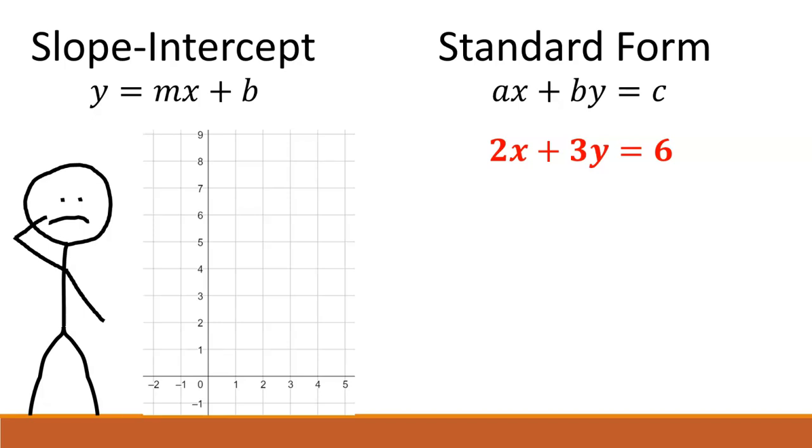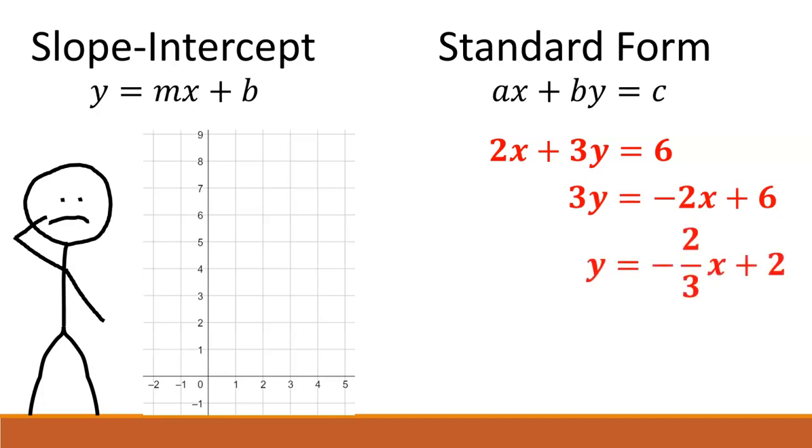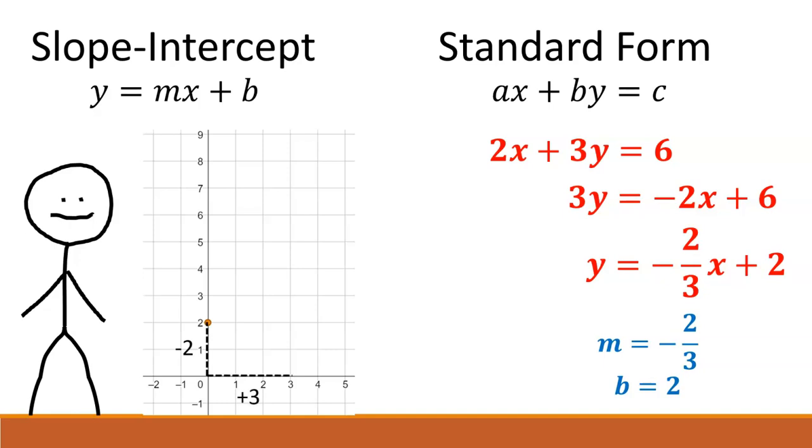Well, one way we could graph this line is to just rewrite it so that it's in slope-intercept form. So we could subtract the 2x from both sides, and then divide both sides of the equation by 3, and there it is. We've got our equation in slope-intercept form. Now that looks familiar. We know that the slope of the line is negative 2/3. The y-intercept is 2, so that gives us all the information we need to graph a point at 2 on the y-axis, and then go down 2 and to the right 3 from that point to get a second point on the line. And there we have it.